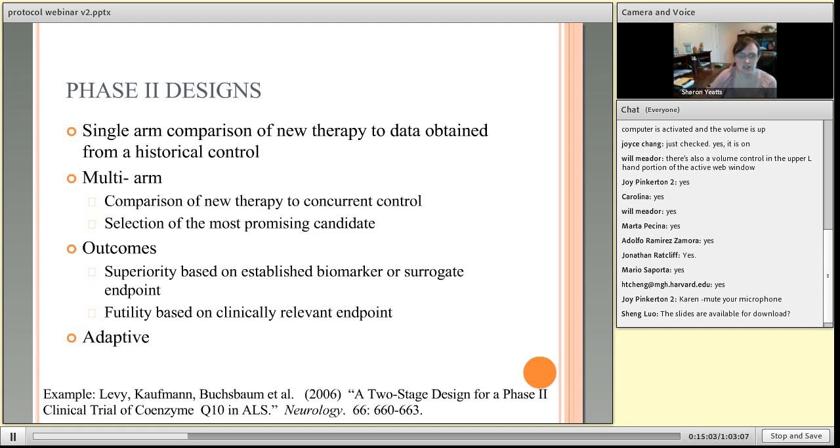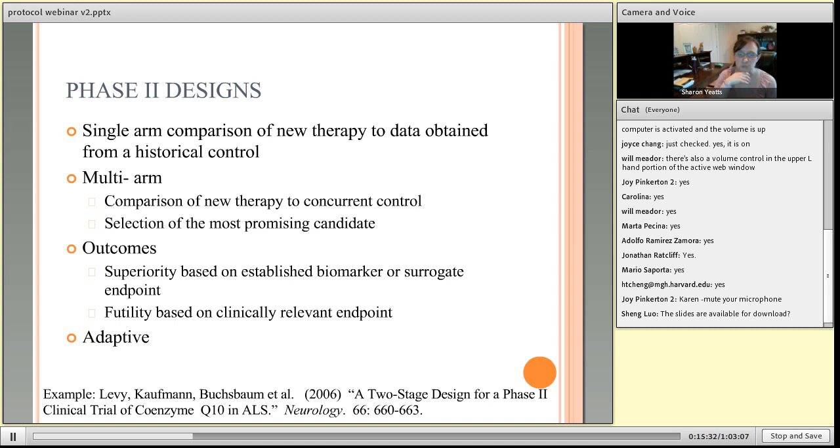And at the bottom of this slide, I provided you with a reference. This paper in ALS, again, about 10 years ago, is a very nice example of how these different possibilities that are on this slide can be merged together to answer the question of interest. So this particular group of investigators was looking at coenzyme Q10 in ALS, and they had 2 doses under consideration, and they wanted to know which one was best and was it worth testing in a confirmatory trial.